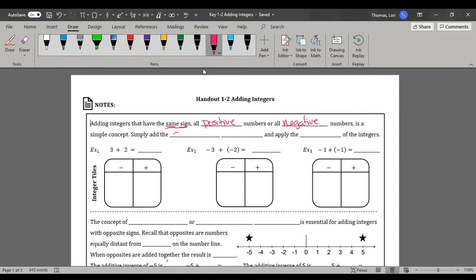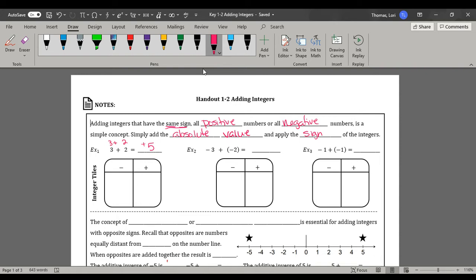Simply add the absolute value of each integer and apply the sign of the integers given in the problem. So the absolute value of 3 is 3, plus the absolute value of 2 is 2. I add these together and I get 5, and they're both positive, so my answer remains positive. Now, I typically will not write a plus sign to represent positive.